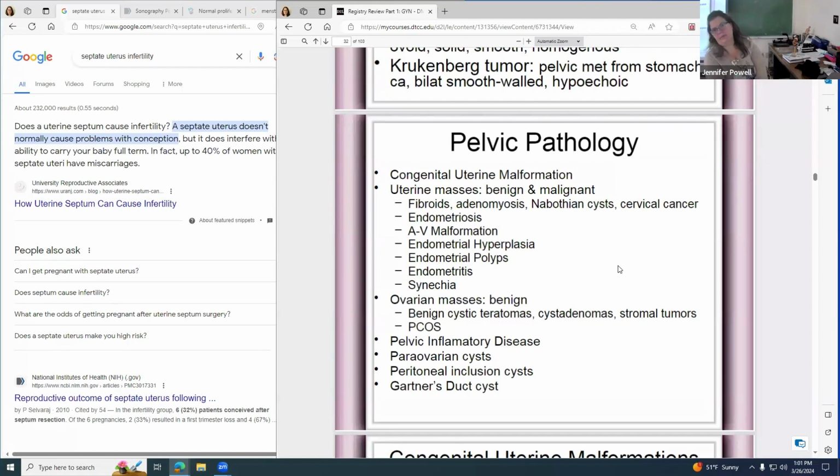PCOS, you guys all remember PCOS, right? Polycystic ovarian syndrome. And that is when the ova within the ovaries never mature. They don't develop, and then there's no ovulation. Pelvic inflammatory disease, para-ovarian cysts, peritoneal inclusion cysts, and Gartner duct cysts. So Gartner duct cysts happen where? In the vagina, right? Yep.